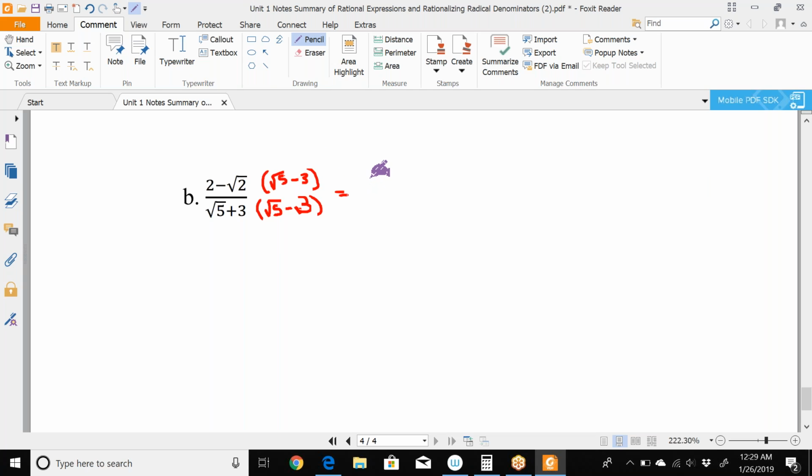So on top, I get a 2 times the square root of 5, a 2 times a negative 3, so that'd be negative 6. A square root of 2 and a square root of 5, and it's a negative times a positive, so that's going to be negative square root of 10. And then negative times negative would be positive 3 on the square root of 2. So that's my top.